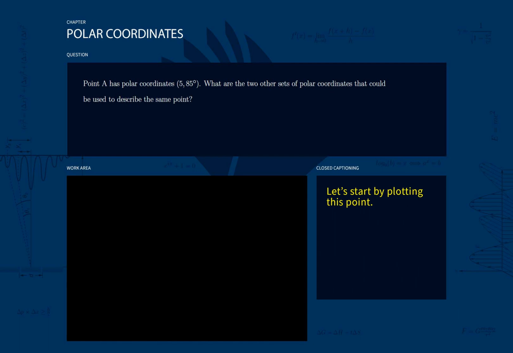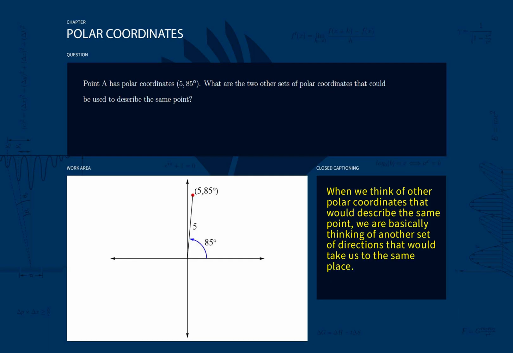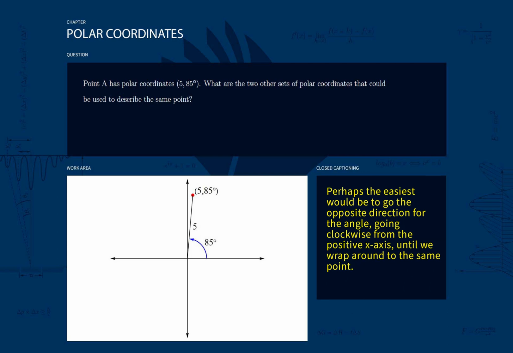Let's start by plotting this point. You can see it here in red. When we think of other polar coordinates that would describe the same point, we are basically thinking of another set of directions that would take us to the same place. Perhaps the easiest would be to go the opposite direction for the angle, going clockwise from the positive x-axis until we wrap around to the same point.